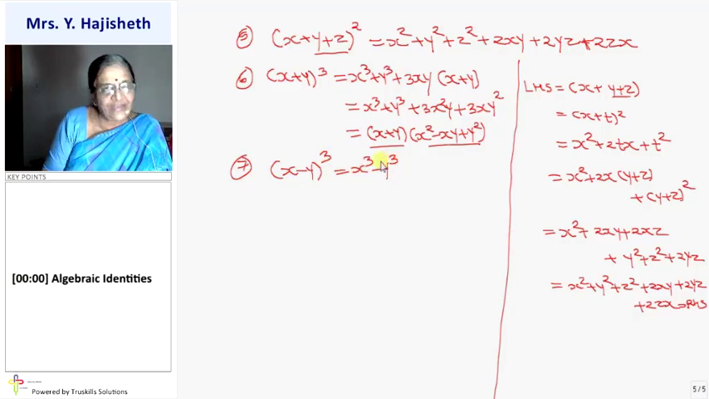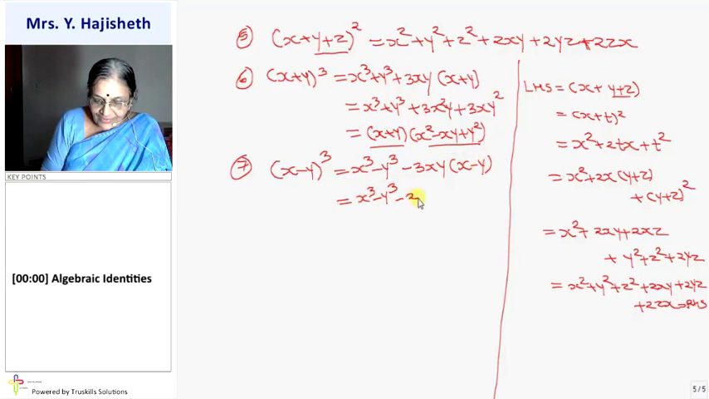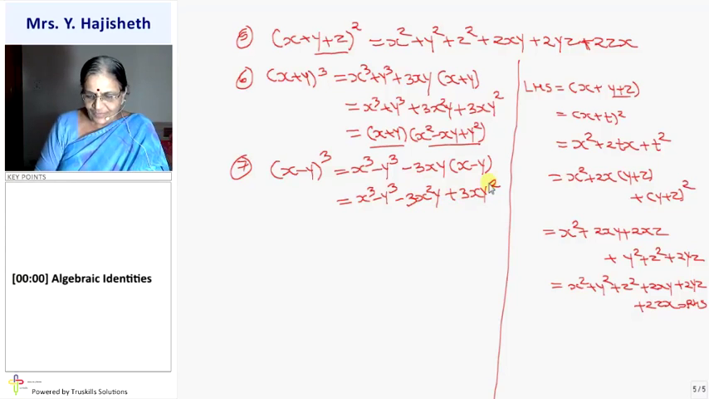Minus y's cube is minus y³. Minus 3xy(x - y). So my answer is x³ - y³ - 3x²y + 3xy². Only, 3 times negative, 2 times negative, 1 time positive. Clear?